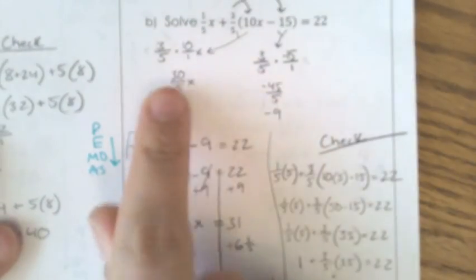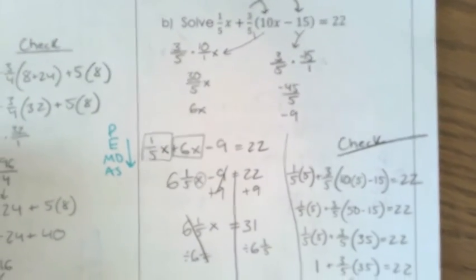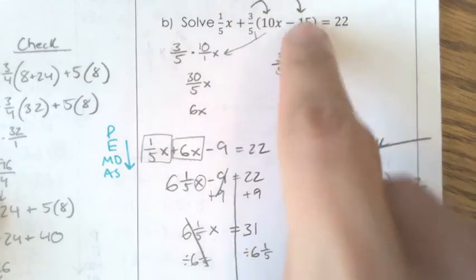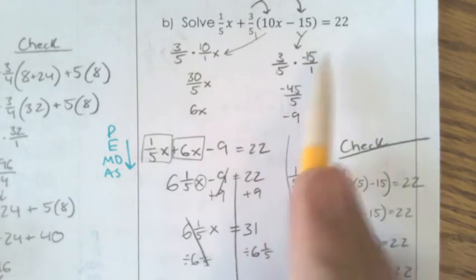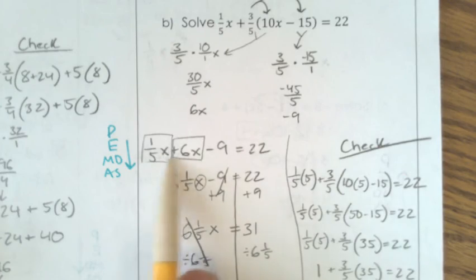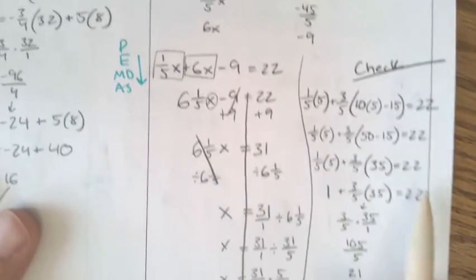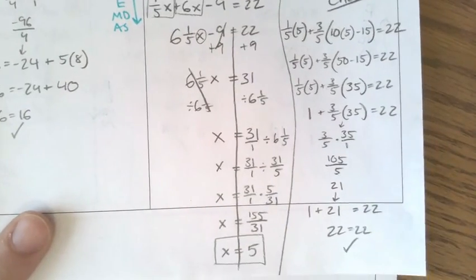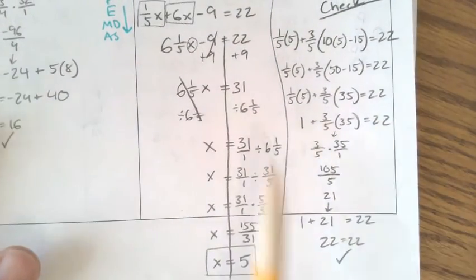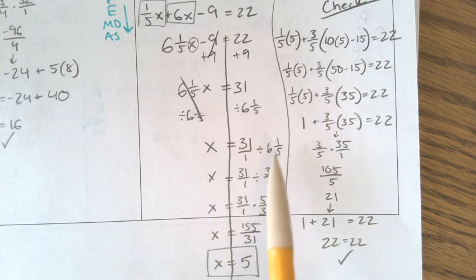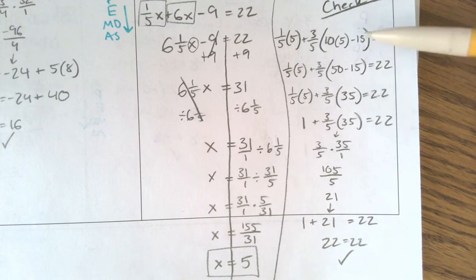So here was the beginning where I just, let me see if I can clear it up. There we go. Where I distributed the 3/5 to both the terms. And here's my work for that, of how I got my more simplified equation. And then I combined like terms. And then once I've combined like terms, then I can go about my normal steps. So I added 9, divided by 6 1/5, and did my keep, change, flip. And then I went back and checked my answer as well.